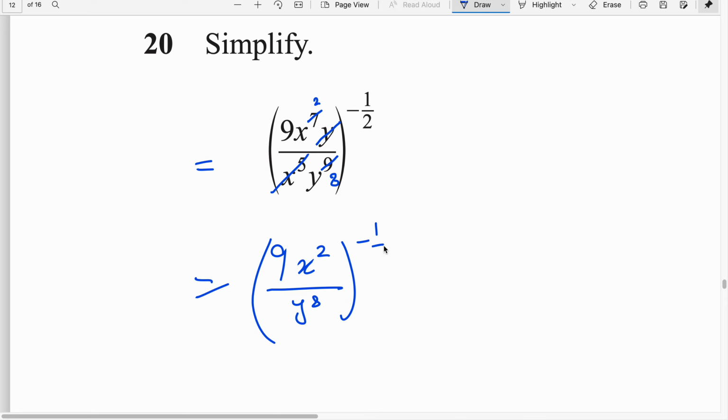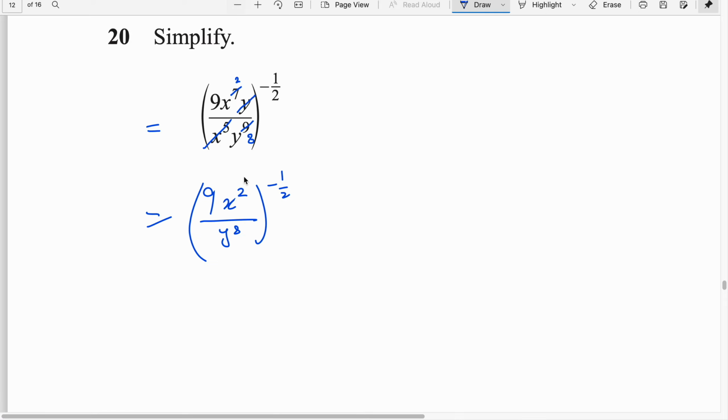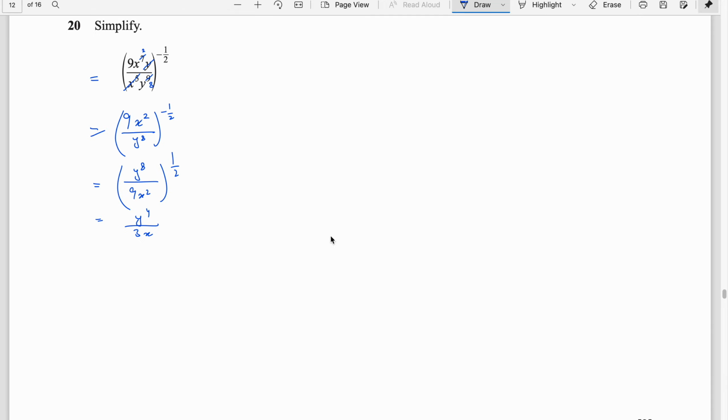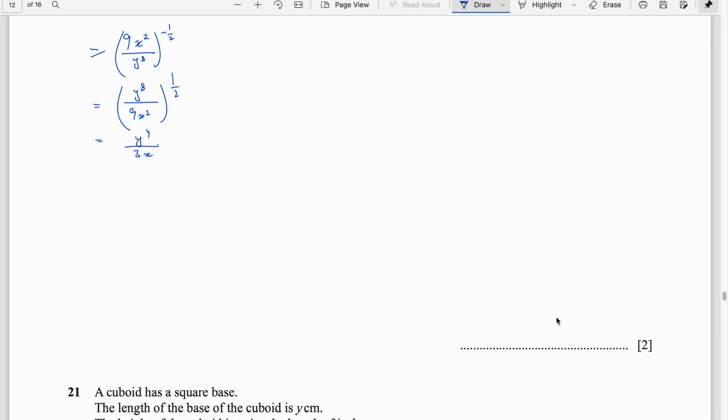And the power is negative 1 by 2. Power is negative, so we take the reciprocal, and it becomes 1 by 2. So 8 into 1 by 2 is 4. Square root of 9 is 3. 2 into 1 by 2 is 1. My final answer is 4y over 3x.